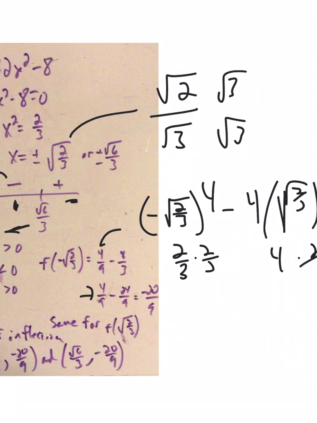And because this is an even function, it's x to the 4th minus 4x squared, I know I'm going to get the exact same values when I substitute in negative and positive root 6 over 3. So those are the 2 points of inflection. And then I had to check it. I didn't want to look like I didn't know what I was doing.